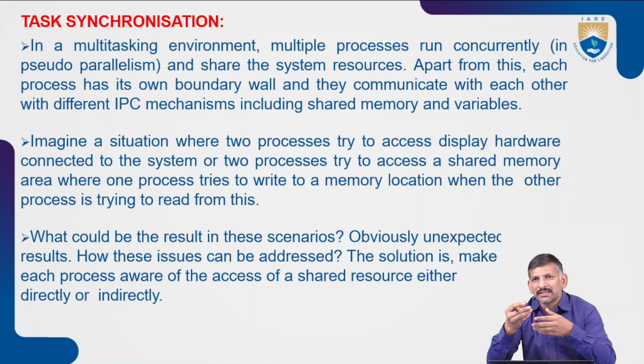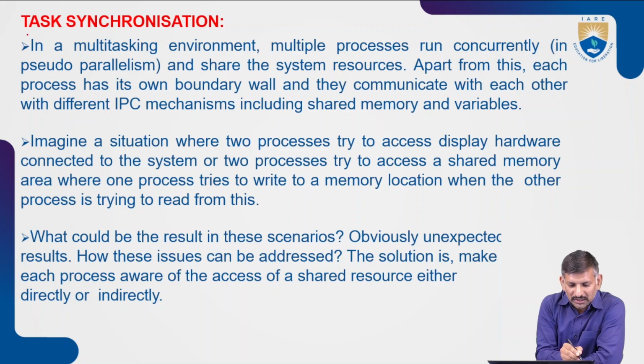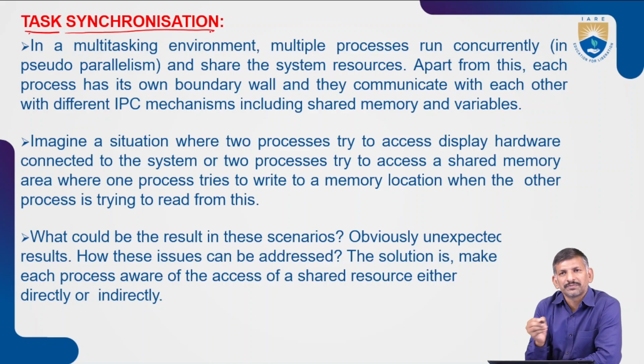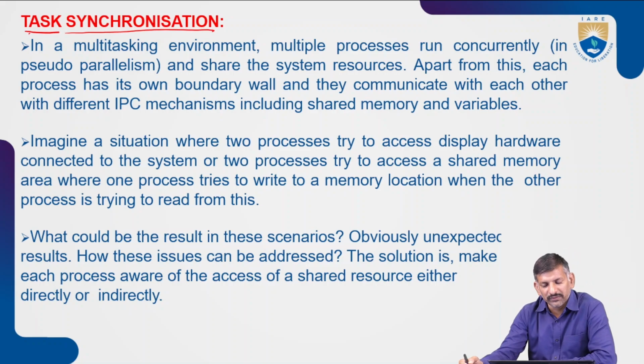If multiple processes need more than one resource at a time, how can we provide the resources to the processes? That will be discussed in this session. That is task synchronization. In a multitasking environment, multitasking means more than one task is executing at a time. So multiple processes run concurrently, that is, parallelly, and share the system resources like the display panel, additional hardware, communication peripherals or communication buses.